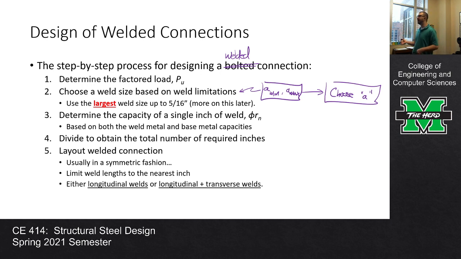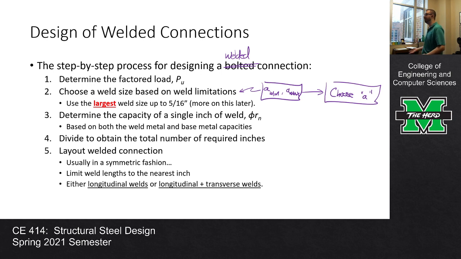Once we get a weld size and we know what electrodes we're going to use or materials, and so forth, we can compute the capacity. And the capacity we're computing is the capacity of a single inch of weld. So we determine how much load a single inch can withstand, and then we divide to obtain the total number of inches. And once we get that, we're done. We just divide to get the total number of inches and lay out the weld.